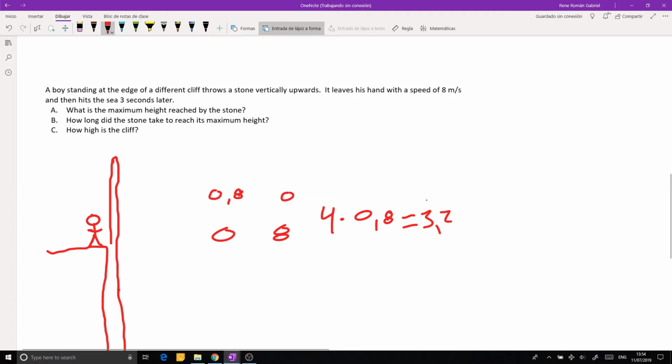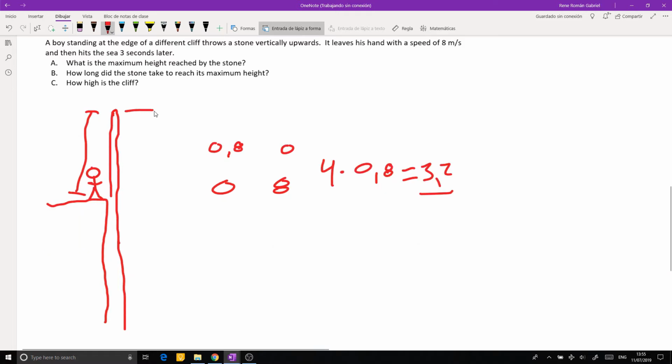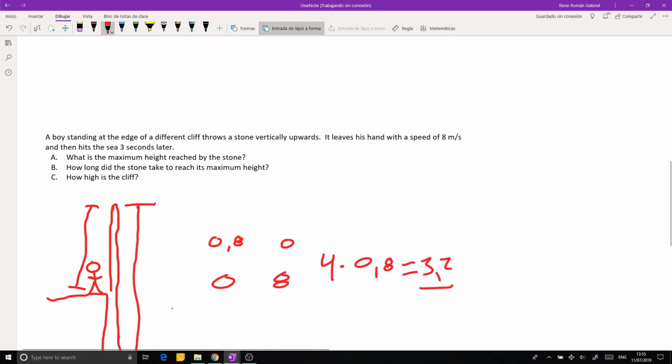You might think, oh, that's the first answer, 3.2 meters, but that's wrong, because we have to add the height of the cliff to get our maximum height. This side would be 3.2, and the maximum height would actually be all the way down here. That's why this is wrong, and we have to add the height of the cliff.